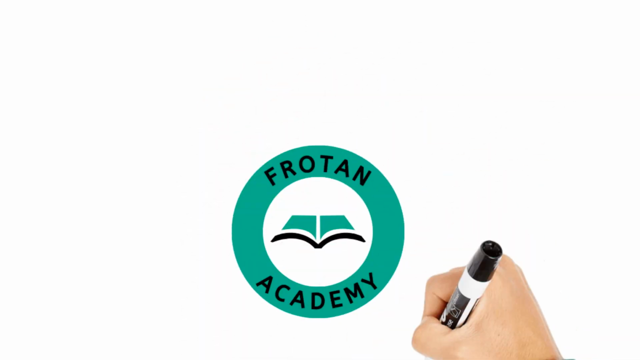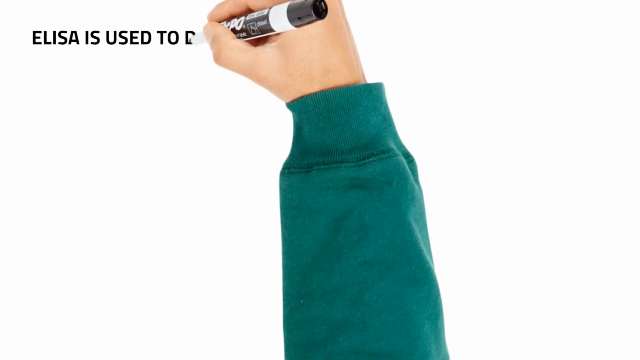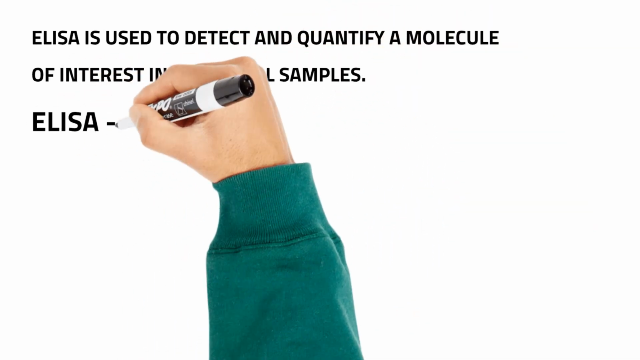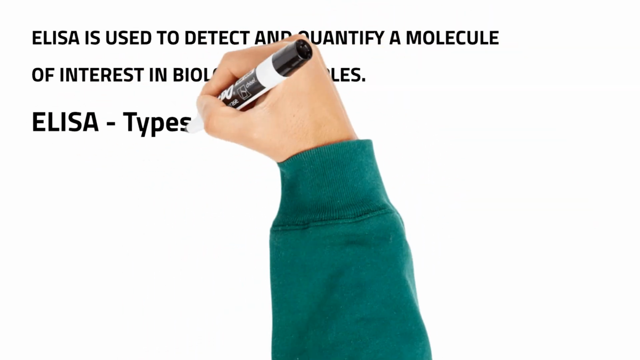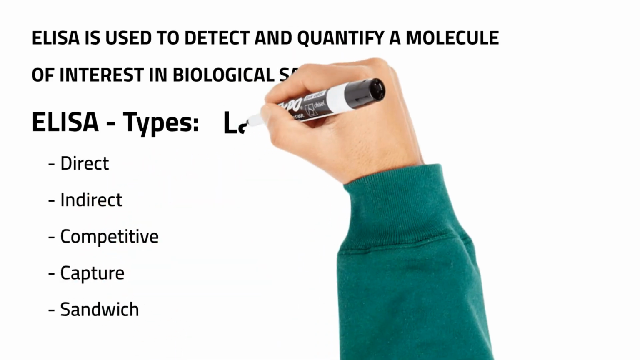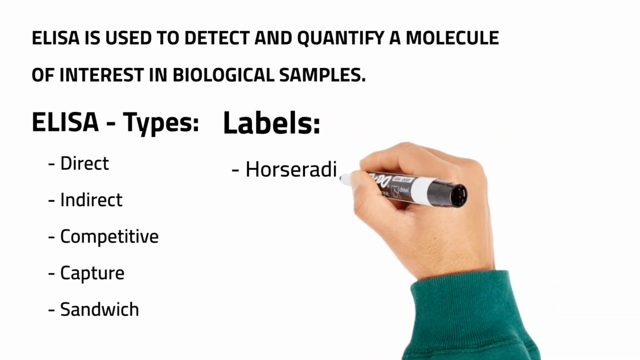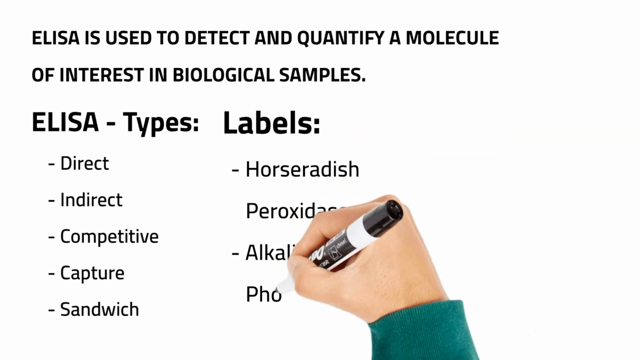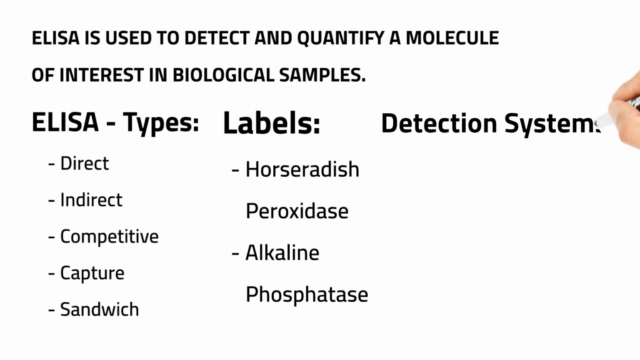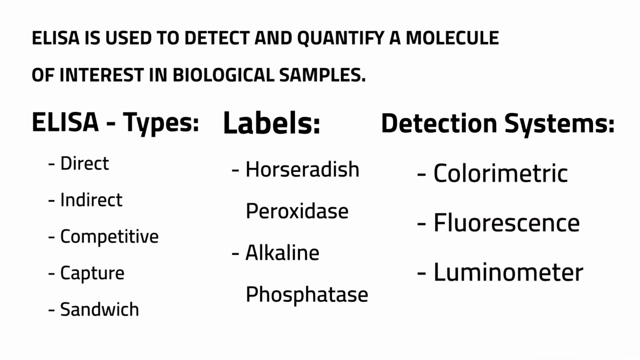This video is all about enzyme-linked immunosorbent assay or ELISA. Enzyme-linked immunosorbent assay is used to detect and quantify a molecule of interest in biological samples. It can be used in different formats such as direct, indirect, competitive, capture, and sandwich methods. The most commonly used labels are horseradish peroxidase and alkaline phosphatase. The signal can be detected and quantified using detection systems such as colorimetric, fluorescence, and chemiluminescence.